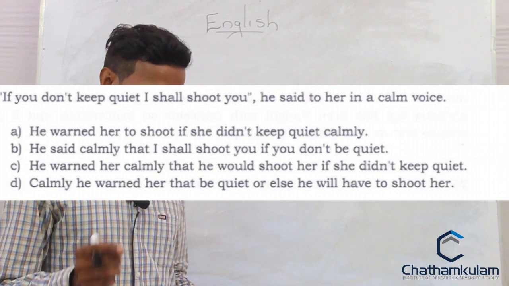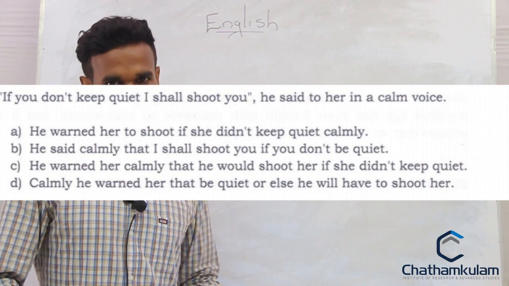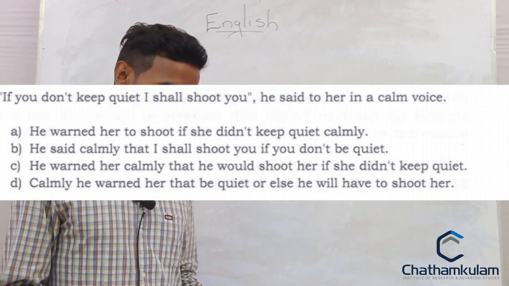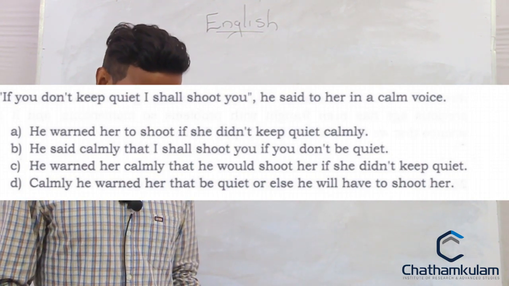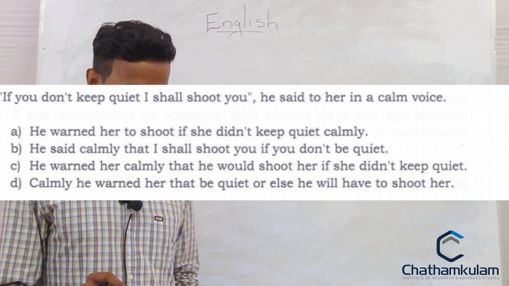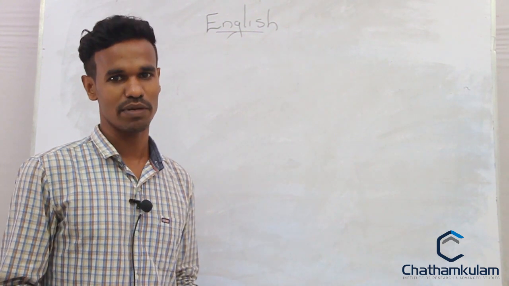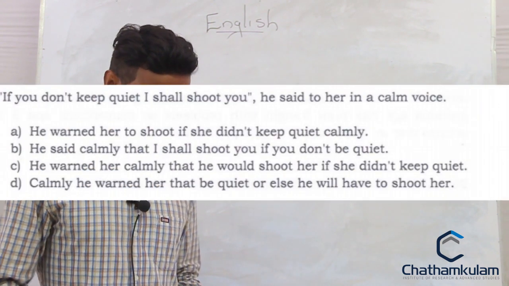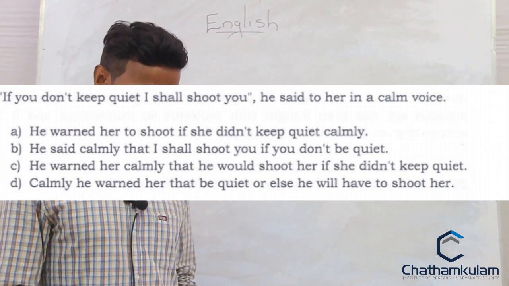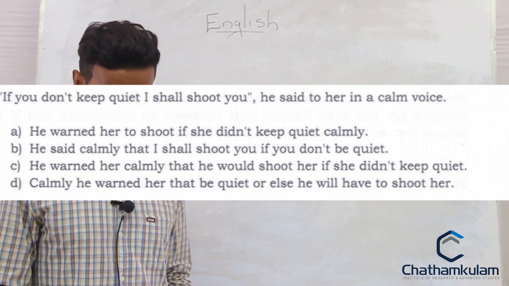So the options are: he warned her to shoot if she didn't keep quiet calmly. By the term itself we can know that is not the right answer, because it's completely not conveying the right meaning. Next option: he said calmly that I shall shoot you if you don't be quiet. That also will not be the same, right? Because it is also manipulating the complete meaning of that particular statement. Next one: he warned her calmly that he would shoot her if she didn't keep quiet. That is a possible answer.